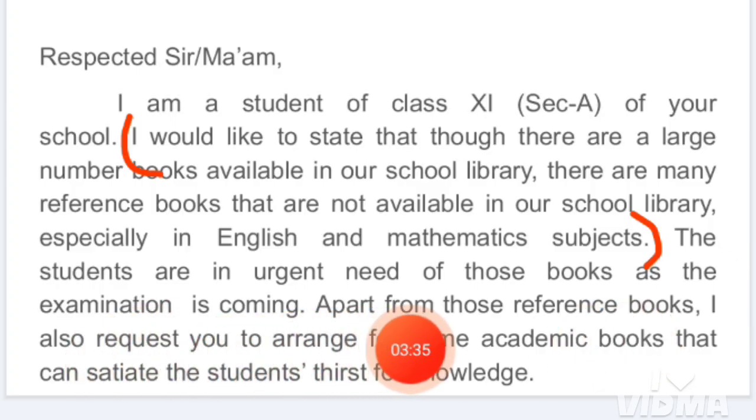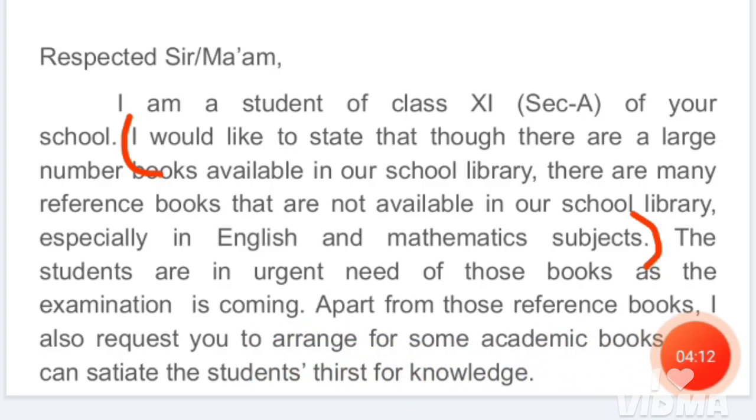The students are in urgent need of those books as the examination is coming. In urgent need means they need them very much. Apart from those reference books, I also request you to arrange for some academic books that can satiate the students' thirst for knowledge. Apart from those reference books means in addition to those reference books. Satiate means satisfy, and those academic books will enrich the knowledge of the students.